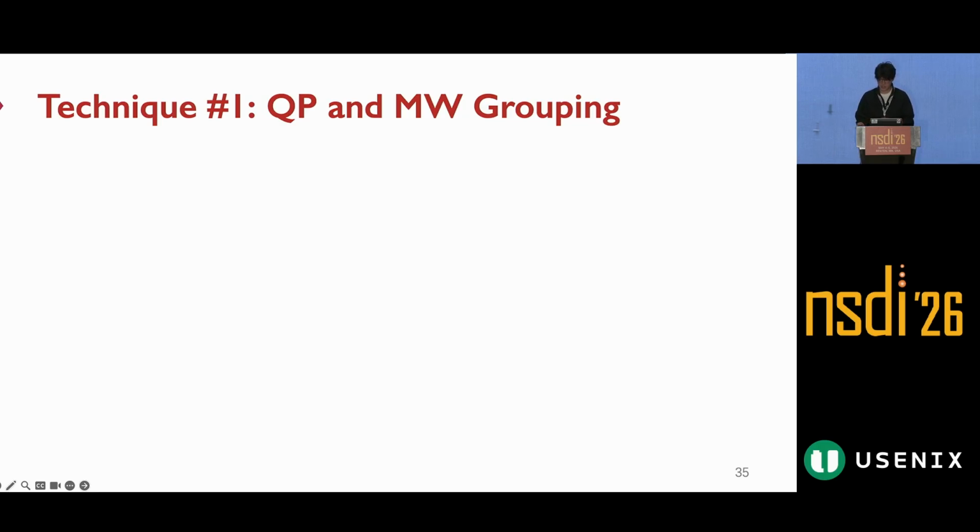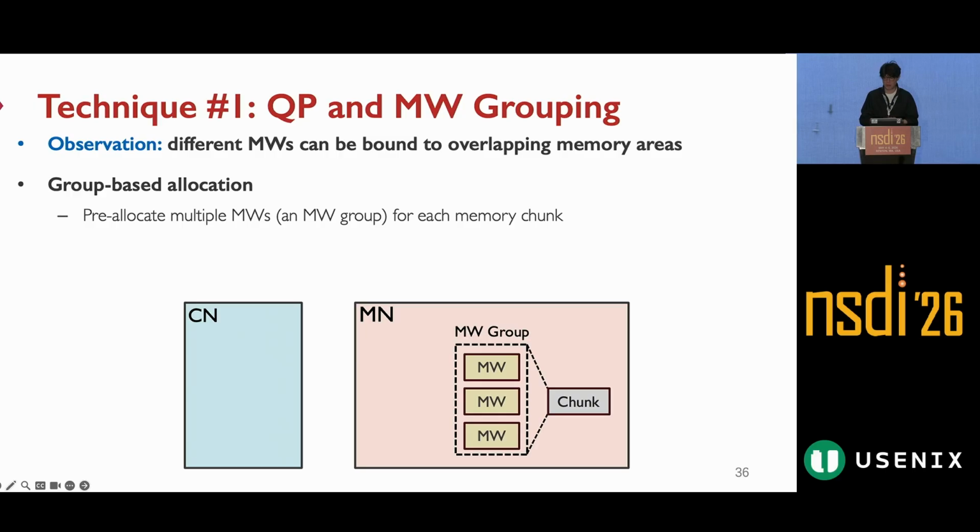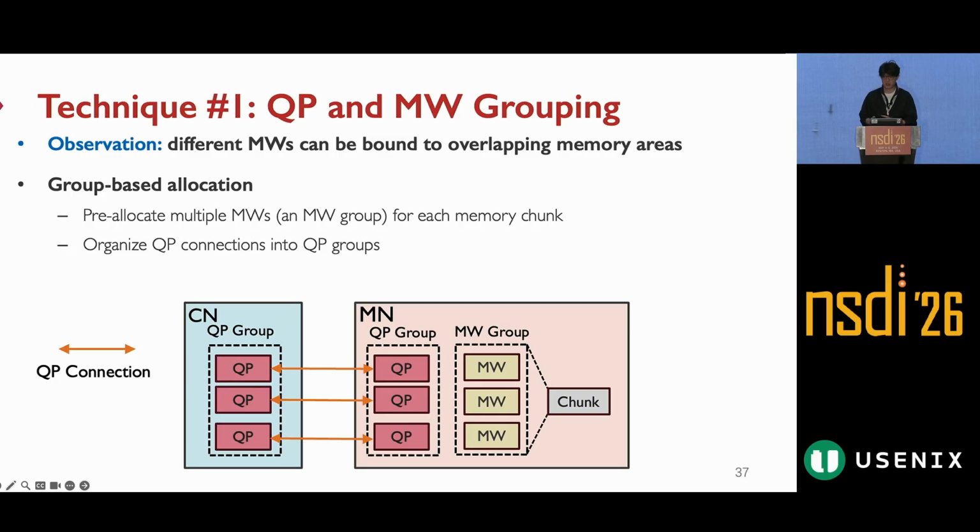The key observation here is that different memory windows can actually be bound to overlapping memory areas. So instead of binding one memory window per chunk, we pre-allocate a group of memory windows for each chunk. We also organize QP connections on the compute node side into QP groups with the same number of QPs as memory windows in each group.